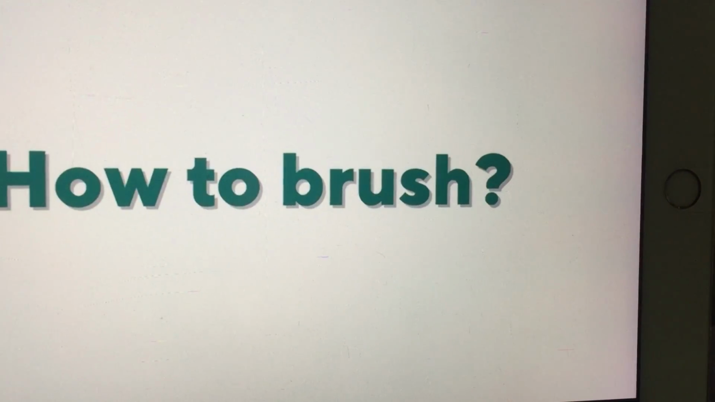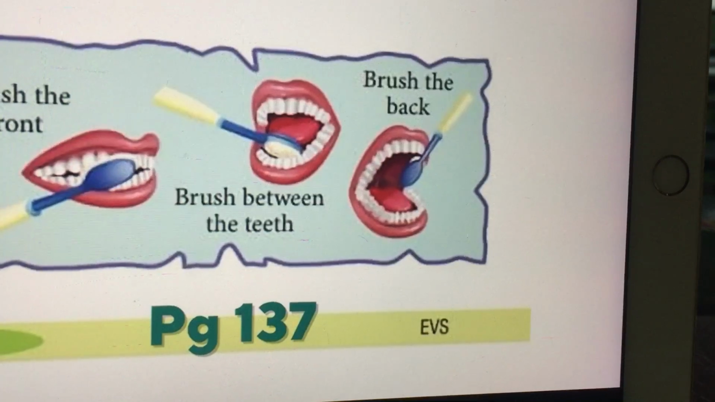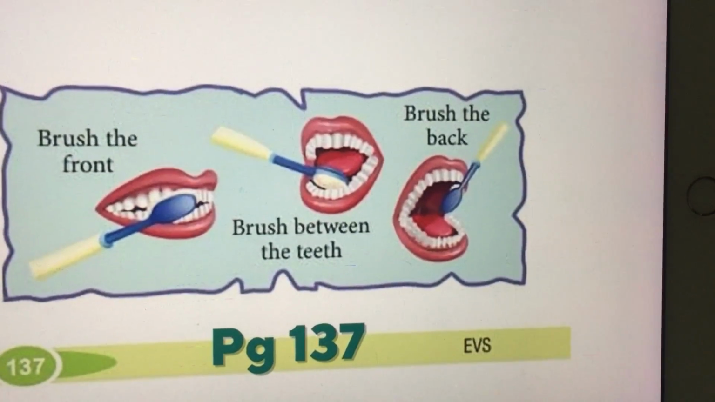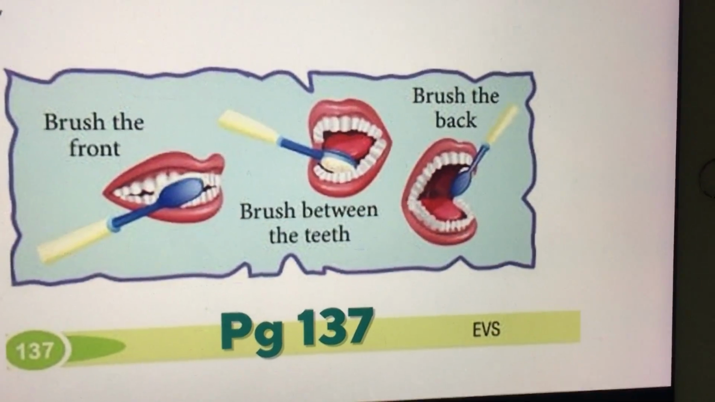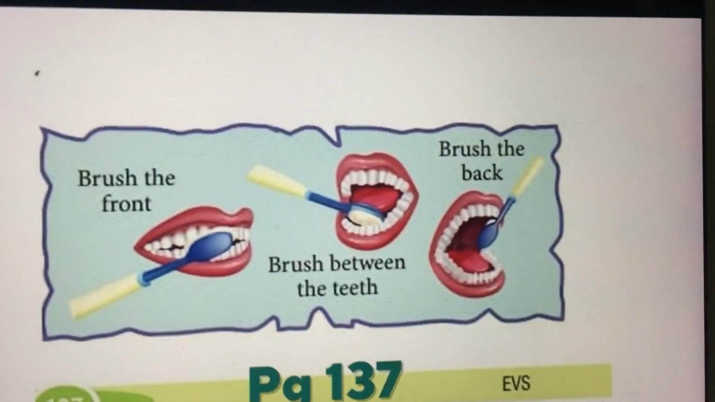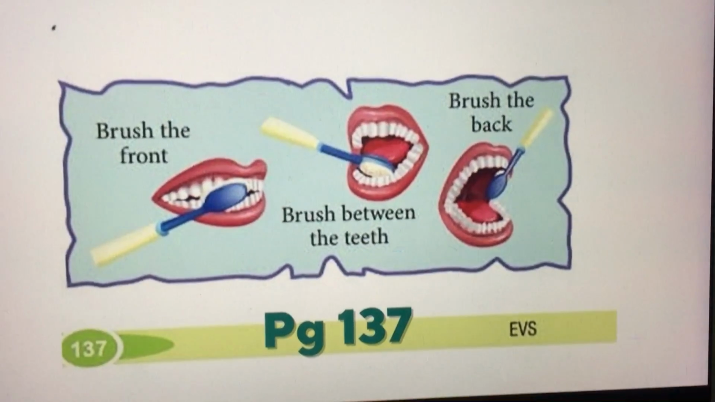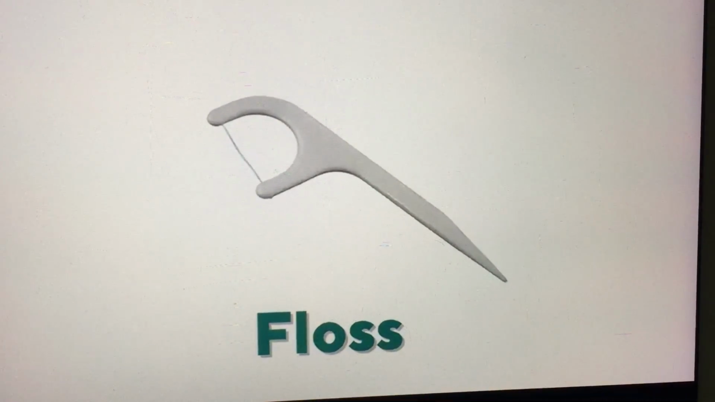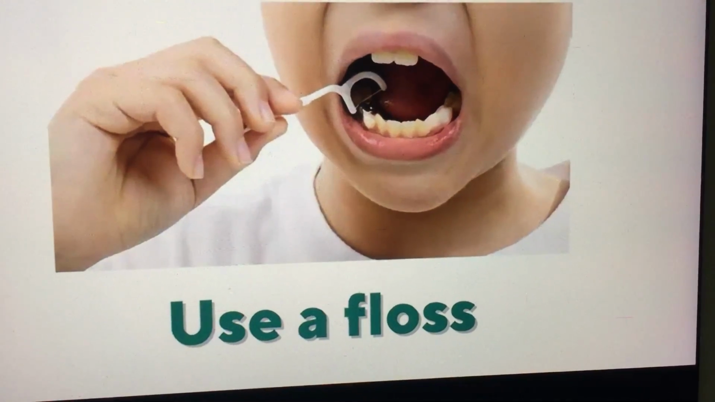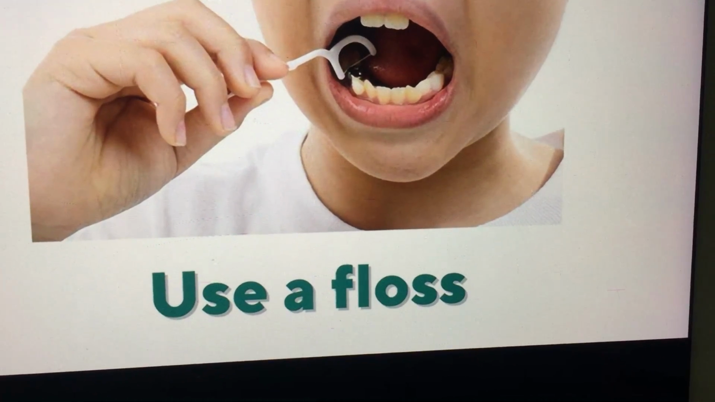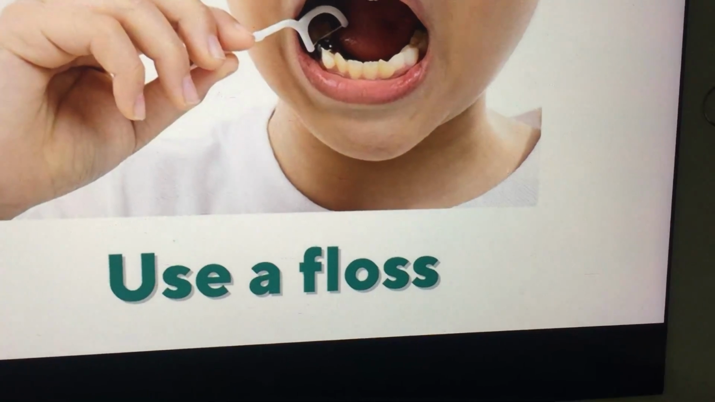How to brush the right way? Turn to page 137 in your textbook and you can read it there. You can also find it on YouTube. It is important that you brush correctly. The next thing you can do is to use a floss. Floss helps you to clean the food particles that are stuck in between your teeth. Take the help of your parents to learn how to use a floss.